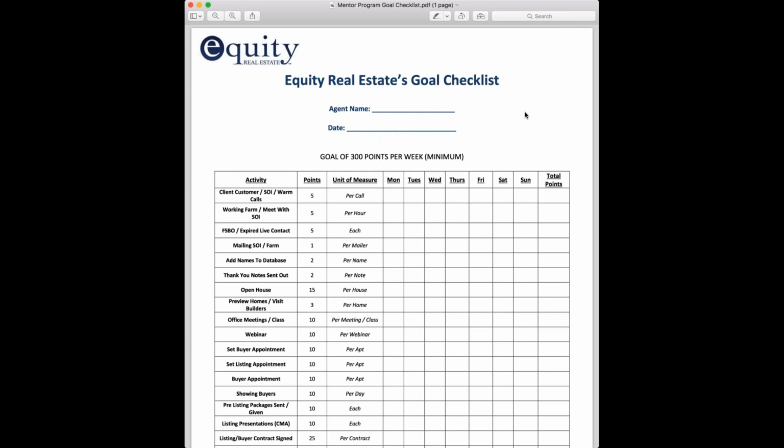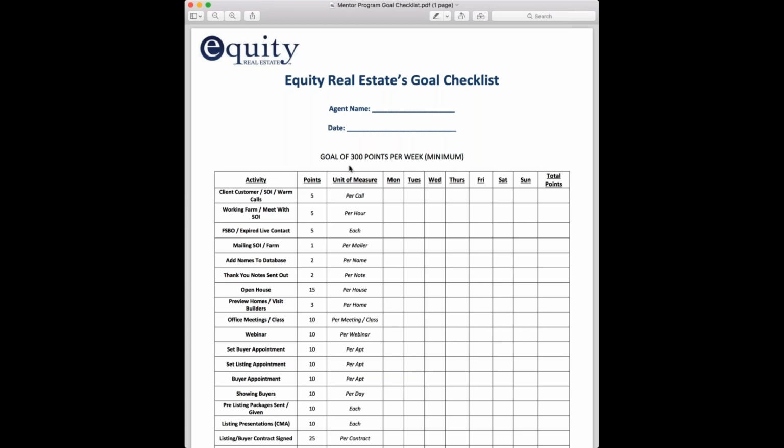Okay, so this is my weekly goal checklist. And I use this side by side with my monthly plan. So I've got my monthly plan with my goals, but now I need to actually start recording what I'm doing. This is what keeps me focused through the day.